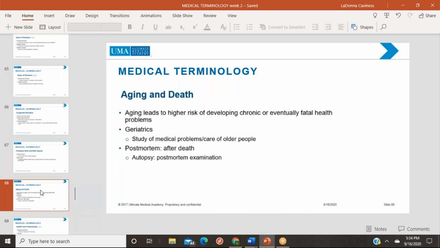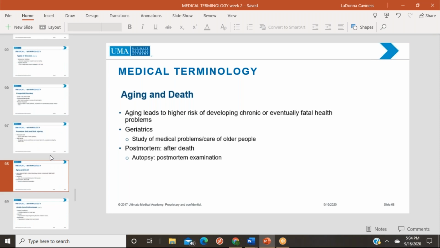Aging and death. Aging leads to higher risk of developing chronic or eventually fatal health problems. Geriatrics is the study of medical problems or care of elderly people. Postmortem, after death. Autopsy, postmortem examination.